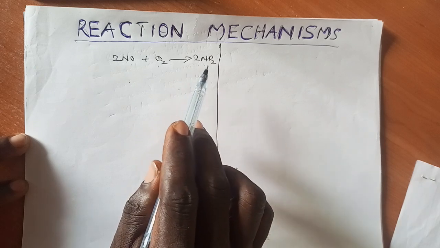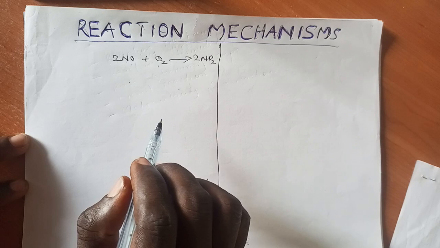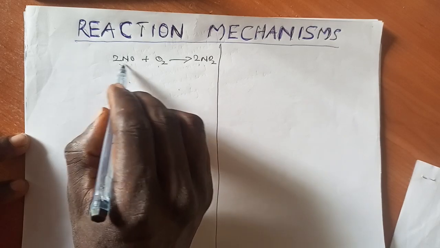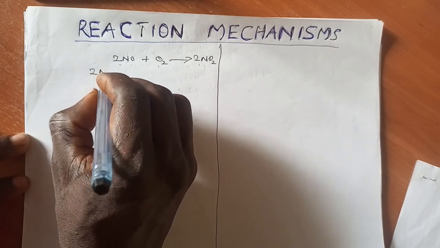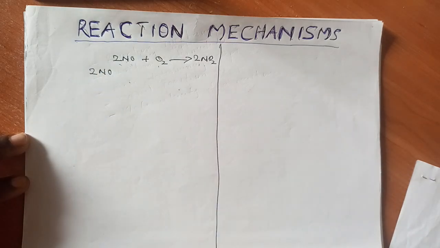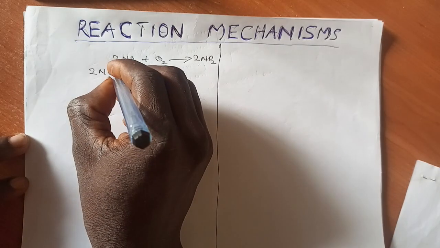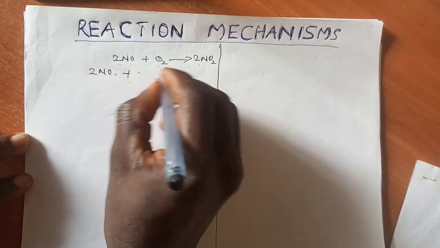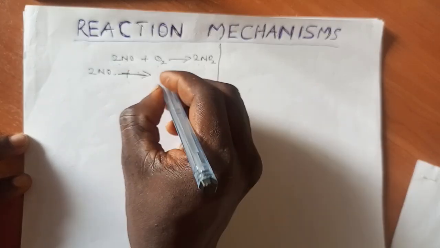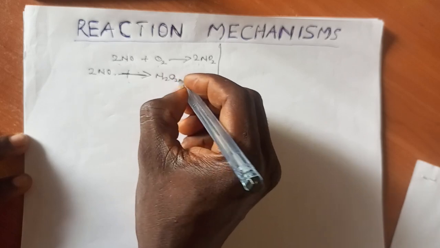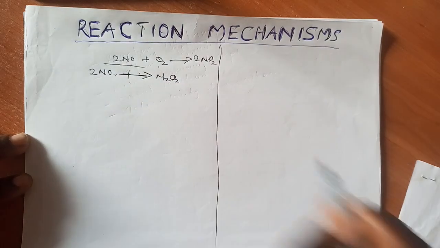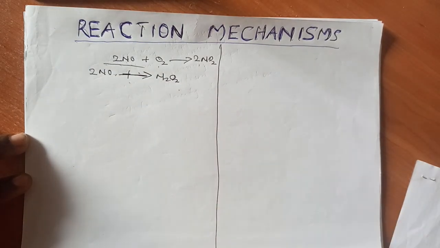Let us assume that the reaction takes place via two elementary steps as follows. If we assume that 2NO will first of all give N2O2, and this can be a step. Remember, this is the elementary step, as you can see.